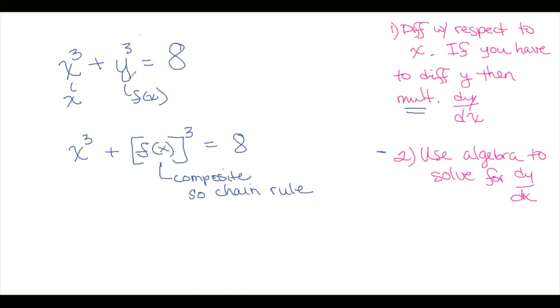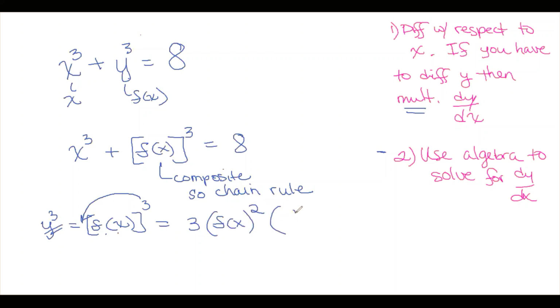So we use the chain rule. Let's just take this part. So we said y to the third is equal to f of x to the third. What I'm saying here is, if I was to write it like that, I'm going to use the chain rule. That means I'm going to multiply here. So I'd have 3 times f of x to the second power, and then I would take the derivative of the inside. So that's where you're getting the dy/dx that you have to multiply.